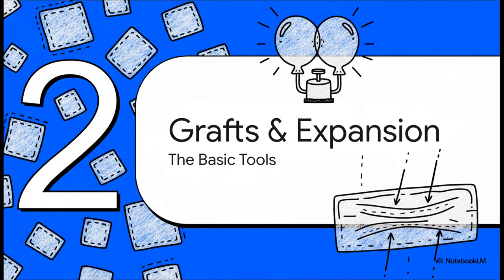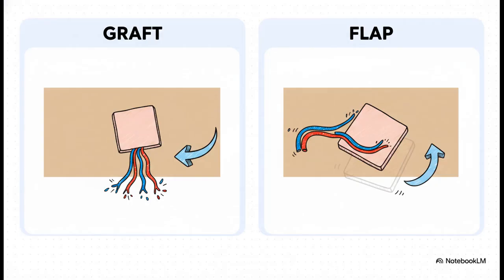All right, so we've got our foundational knowledge locked in. Let's start adding some tools to our kit. First up are the basic but totally essential techniques for covering up defects. We're talking about grafts and tissue expansion. Okay, pay close attention, because this next point is one of the most important concepts in all of plastic surgery.